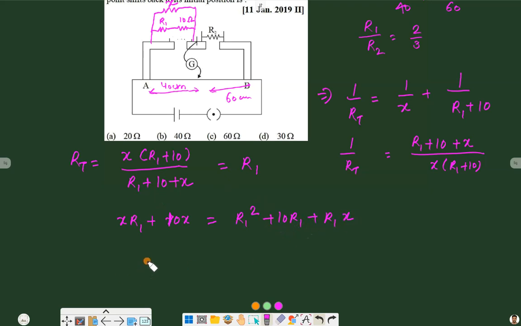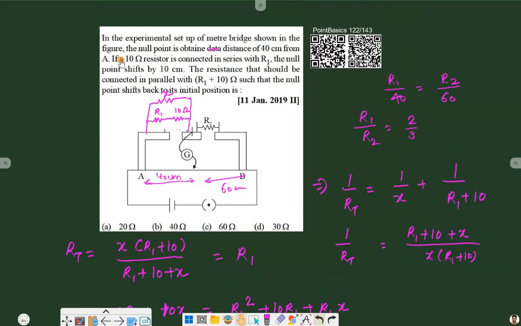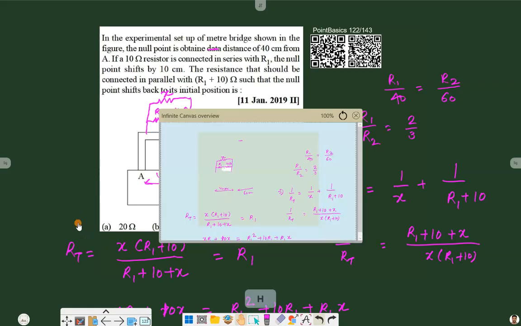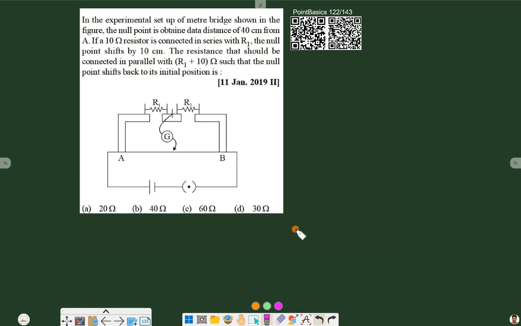So no, we are getting a quadratic equation here, so we will have to use another method, or the second condition which we have to use, that the balancing shifts by 10 centimeter if a 10 ohm resistance is added in series. So let's rub this, or we can say let's start from scratch.